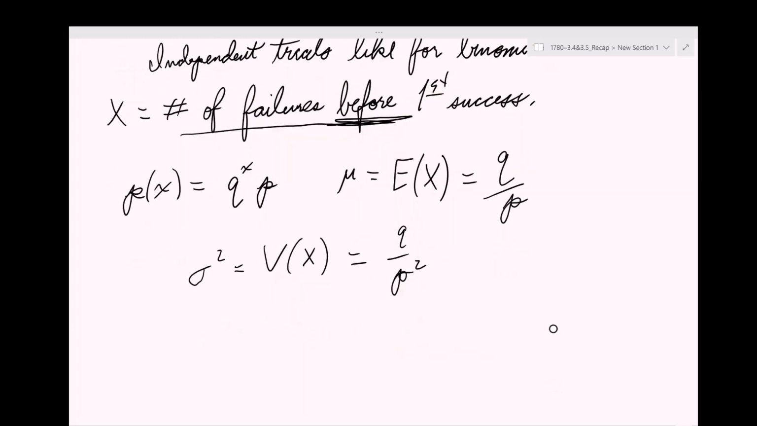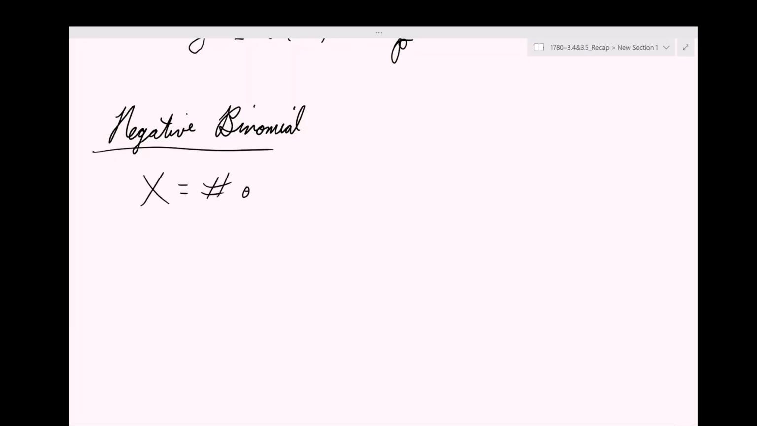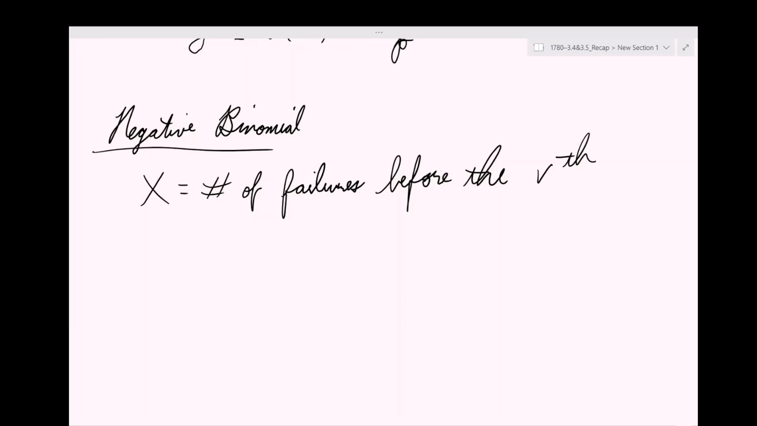And then we generalize geometric a bit. The geometric is a special case of the negative binomial, except now our x is counting the number of failures before the rth success. In other words, we're doing r many geometrics.